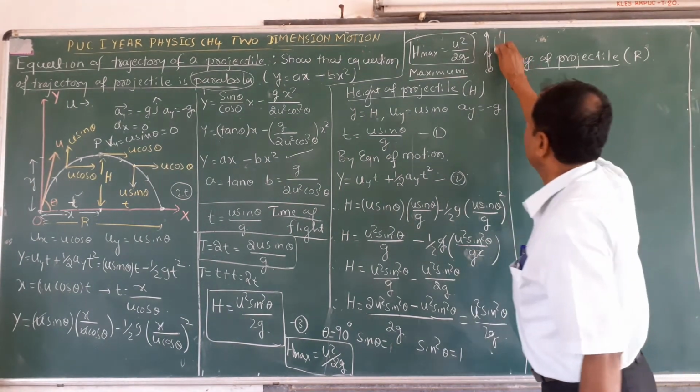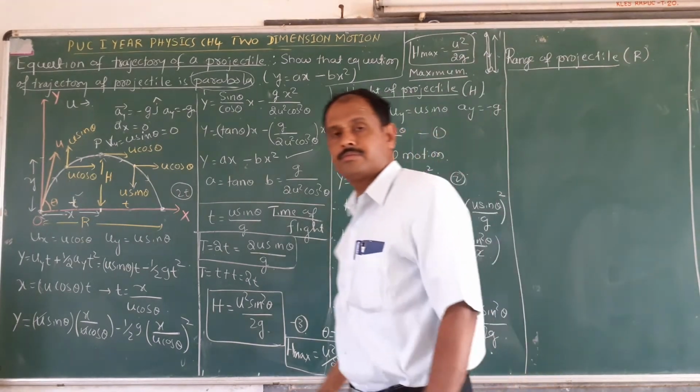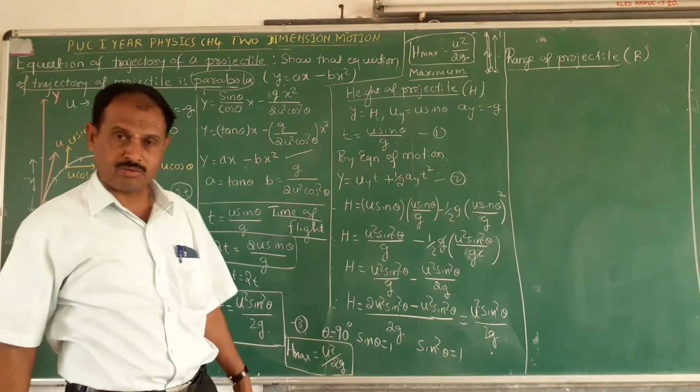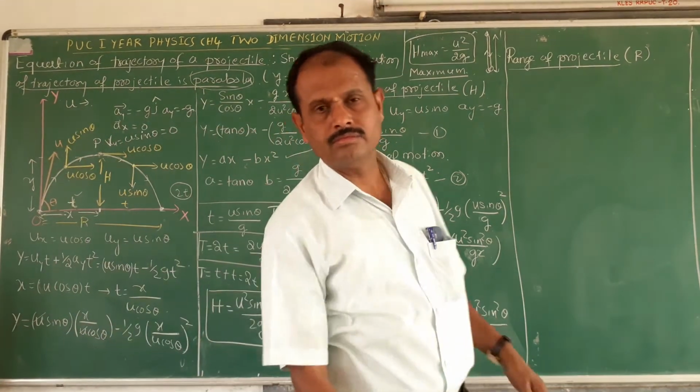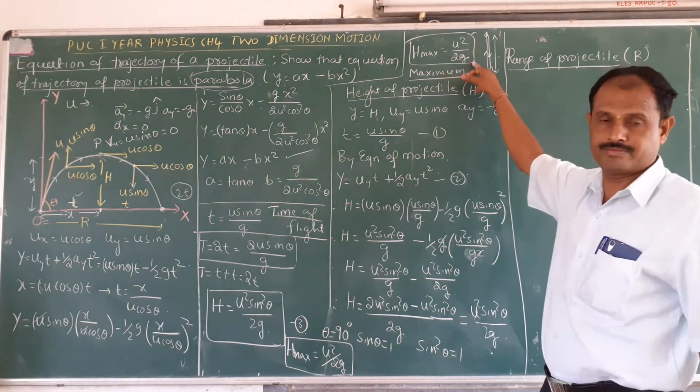This is the ultimate maximum height, H max. H max is equal to u square upon 2g, because theta is equal to what? 90 degrees. The angle of projection is 90 degrees. This is the ultimate H max, u square upon 2g.